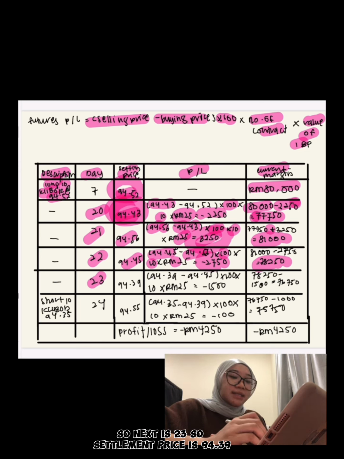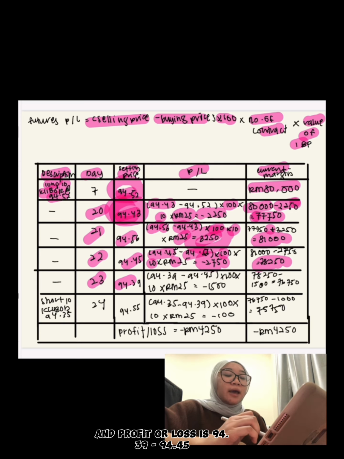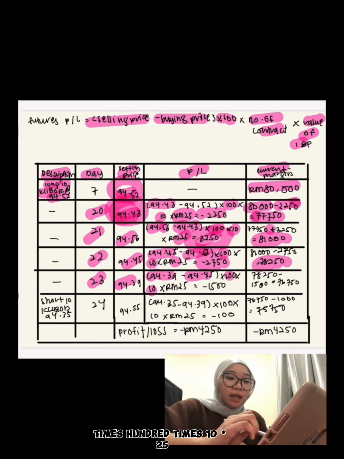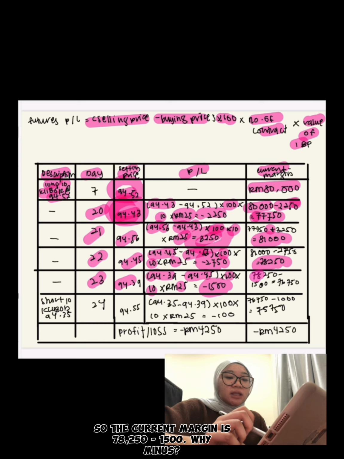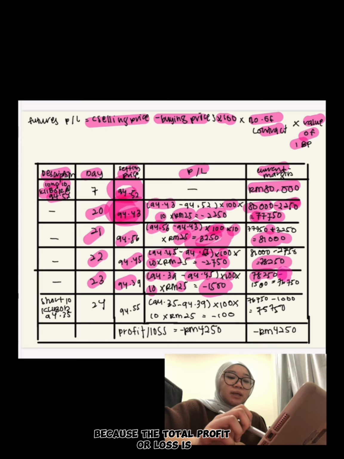So next is 23. The settlement price is 94.39 and the profit or loss is 94.39 minus 94.45, times 100, times 10, times 25, and the total is minus 1,500. So the current margin is 78,250 minus 1,500. Why minus? Because the total profit or loss is a loss, which is minus. So we get 76,750.